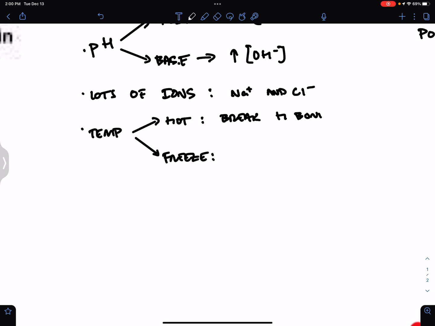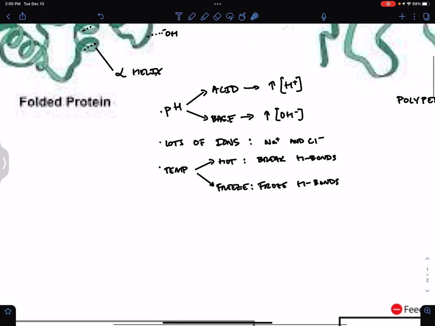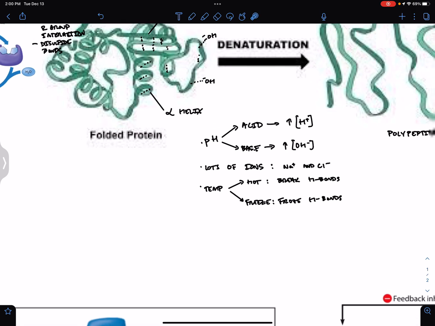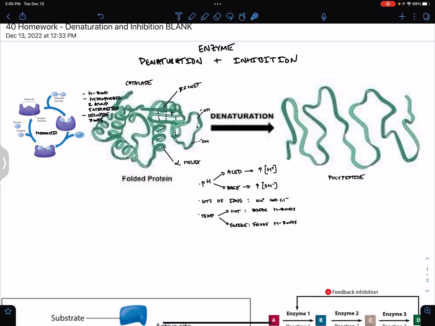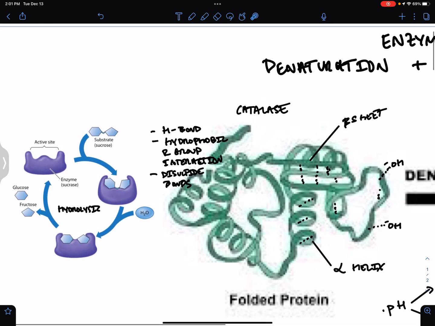And this froze the H bonds into place. But it didn't stop the reaction entirely. What you saw was that this shape shifting that the enzyme had to do, this conformational change that it had to undergo, was slow at first because the bonds that were holding the structure together were really rigid. They were frozen in place.